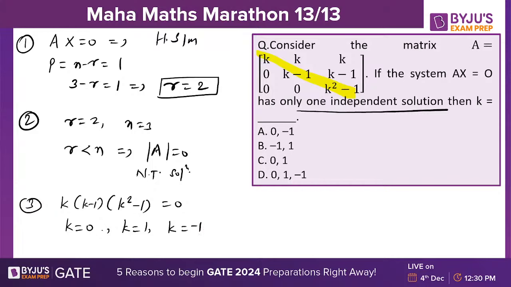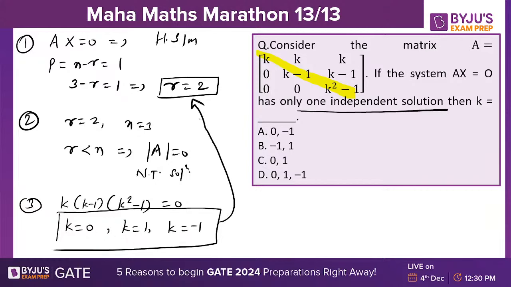Now out of these 3, we will select only those values of K which are giving us rank equal to 2. All these 3 are not our answers. These three values of K will not be our answer. Only those values of K will be our answer which are supporting rank r equal to 2. Understood? So how to proceed further? Just put K equal to 0 in this matrix.